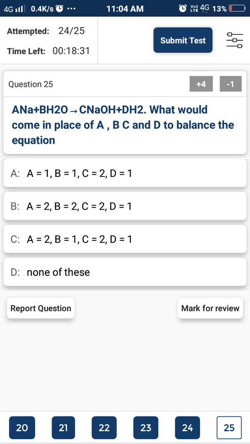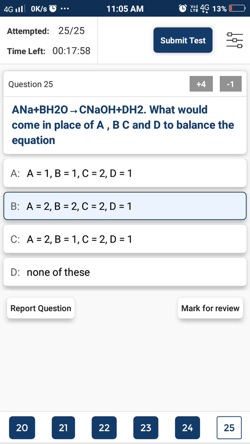Na plus H2O gives what could come in the place of A, B, C to balance the equation. Na, then Na, H2. 4 H going to H4, then B equals 4, and this option B is right.